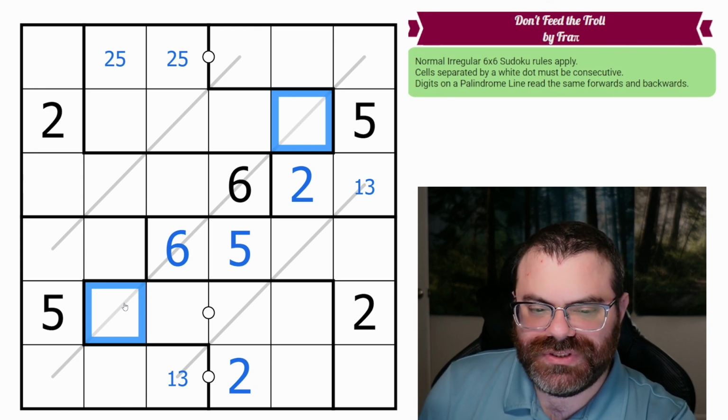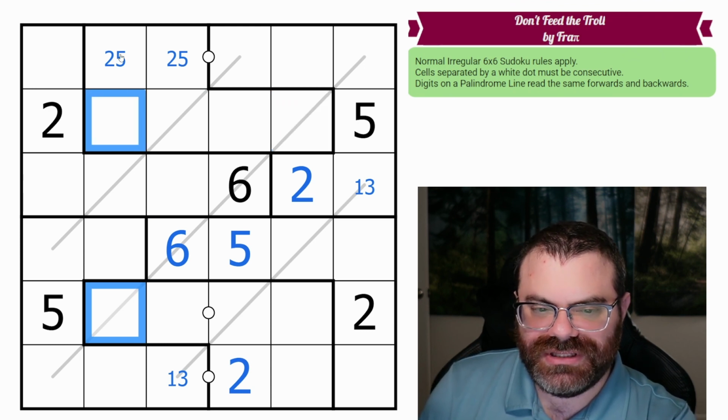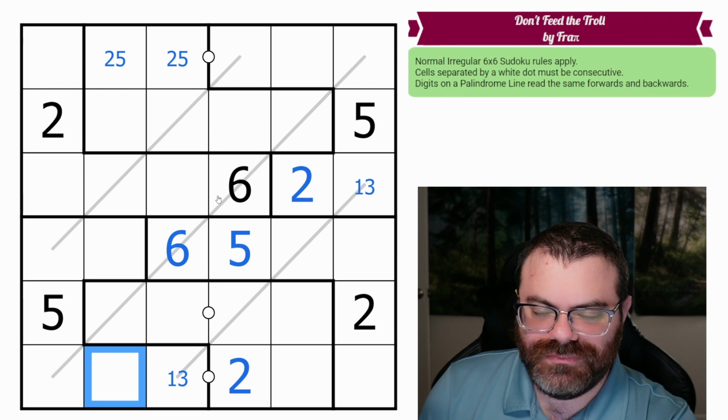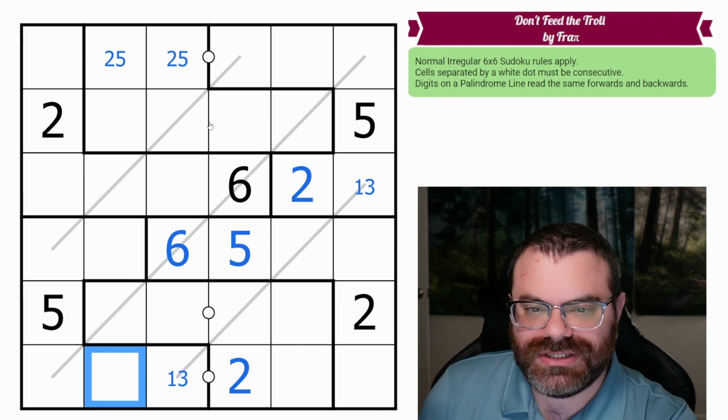So I'm not sure how useful this is, but we can say there's a 6 in one of these 2. So these can't be 6, but that just affects this cell. It does affect this cell. Actually, probably not needed, but I saw it.